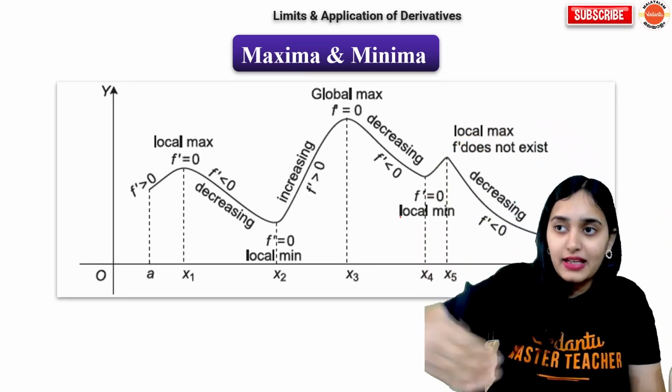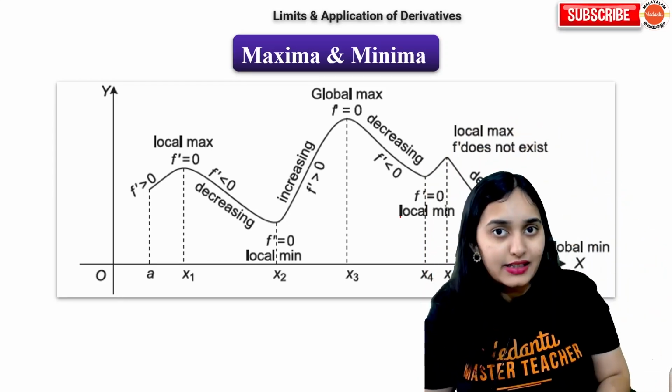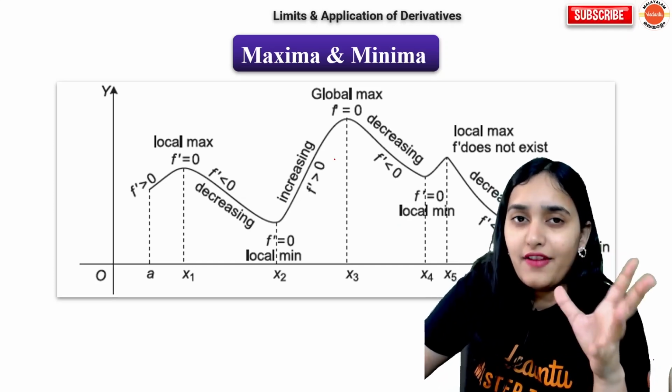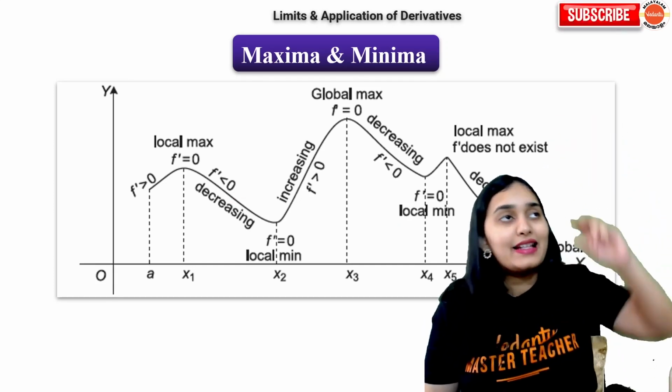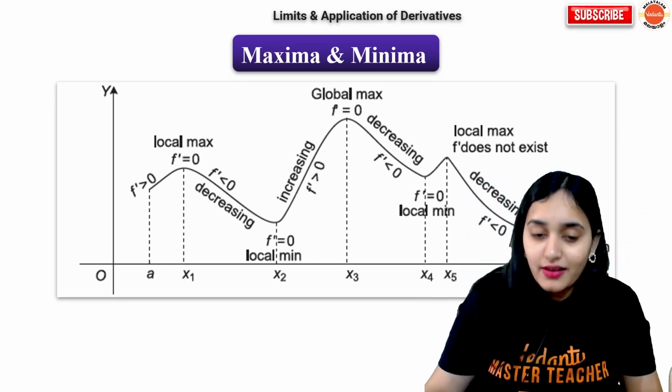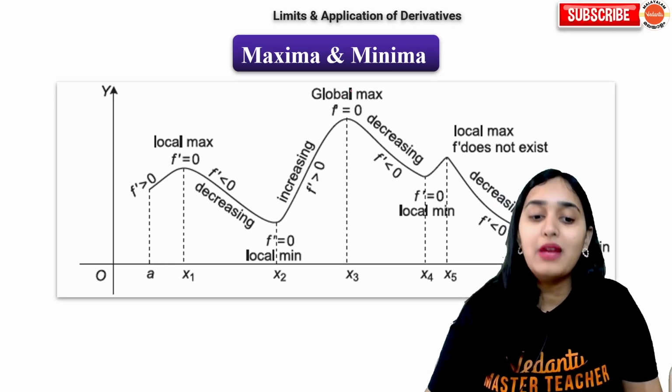Suppose sine graph is like this. Cos graph is like this. So sometimes they are increasing, sometimes they are decreasing. So every graph sometimes has a maxima point and a minima point. That is the peak and the valley point, right? Now this peak and valley points are called maxima and minima.